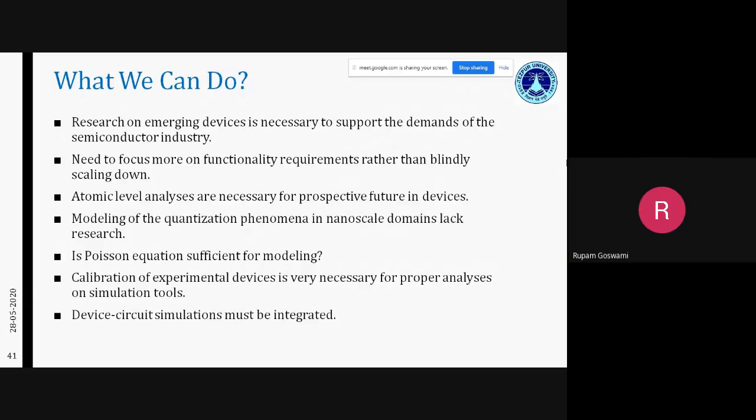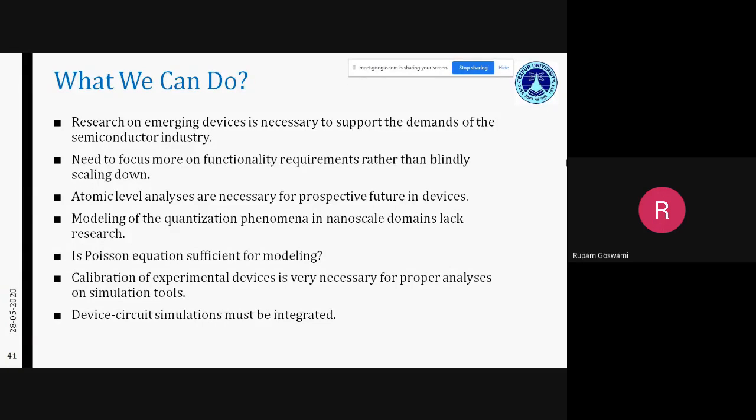And in line with this, the question again is, is the Poisson equation sufficient for modeling? It may be sufficient for some devices, but it may be very difficult when you are scaling down the devices and taking up more novel devices.